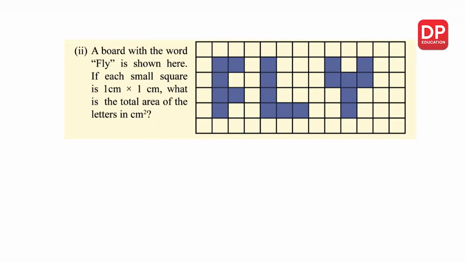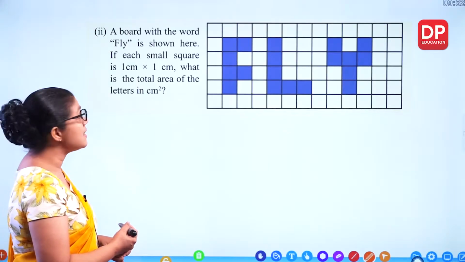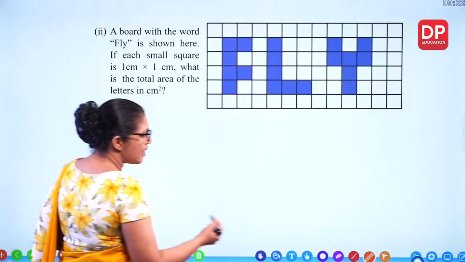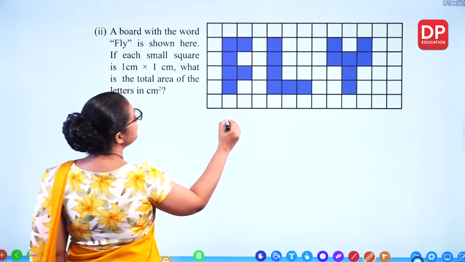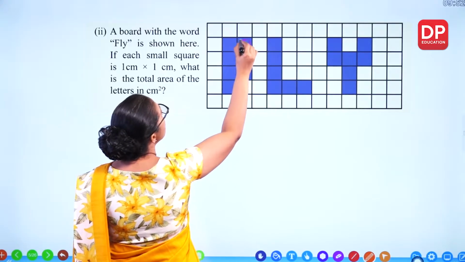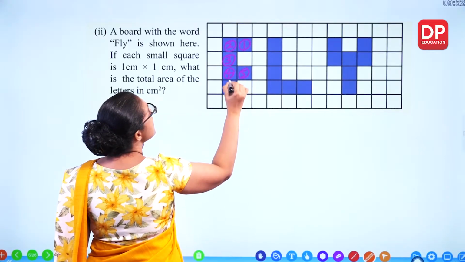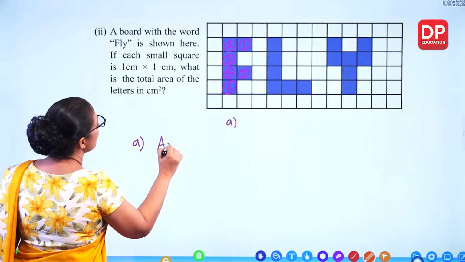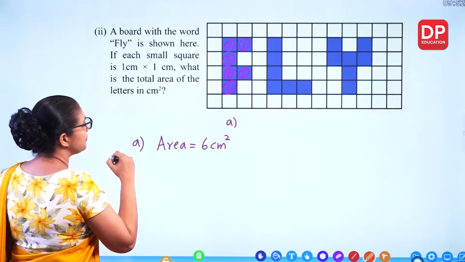A board with the word fly is shown here. If each small square is 1 centimeter into 1 centimeter, what is the total area of the letters in square centimeters? So we can count how many squares are there. If you take the F letter, we'll take this one as A. 1, 2, 3, 4, 5, 6. 6 squares are there. So what's the area? Area is equal to 6 square centimeters.